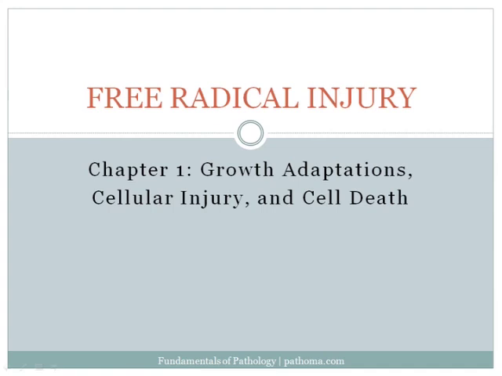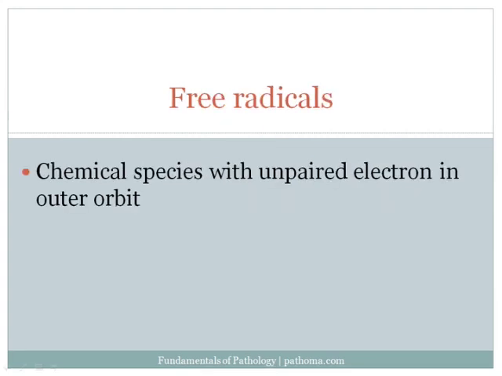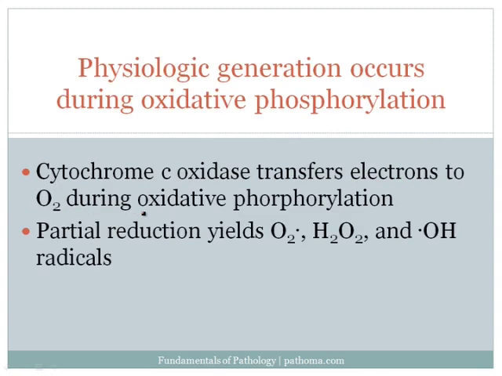This discussion is relatively high yield, and hence the reason why I've made it a separate subsection in your text. All right, before we can begin our discussion of free radicals, we should take a step back and define what a free radical actually is. A free radical is a chemical species with an unpaired electron in the outer orbit. And it's this unpaired electron that has the ability to induce damage within the cell. Now, it's important to recognize that free radicals are actually generated physiologically and pathologically.